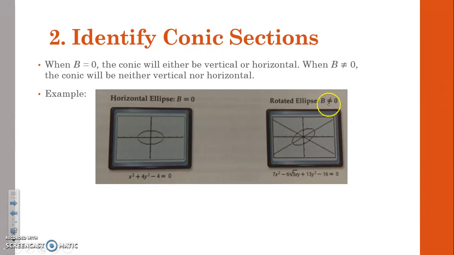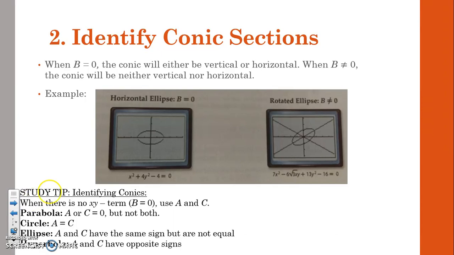Here I have an ellipse where b is not equal to 0 and it's rotated. So not everything has to be perfectly horizontal or vertical, although that's what we are practicing in this chapter. This is just to let you know that's not always the case. So again, identifying conics, this is another way to figure it out.